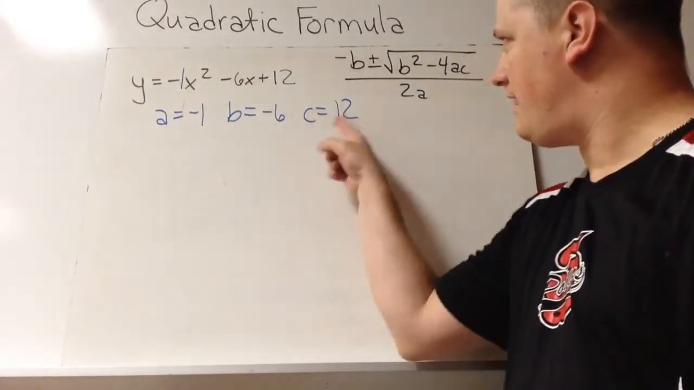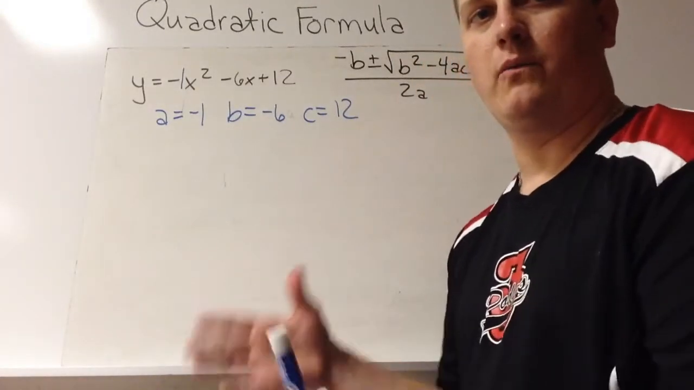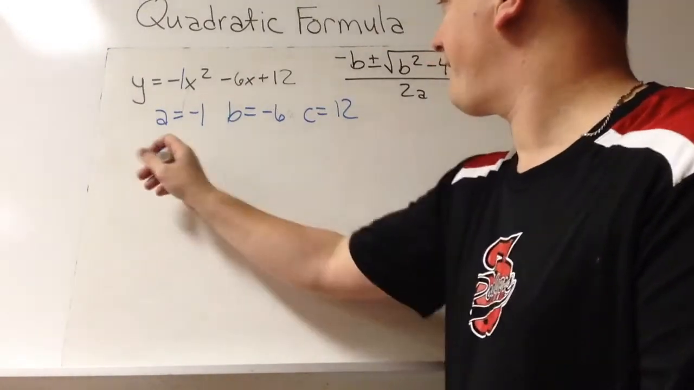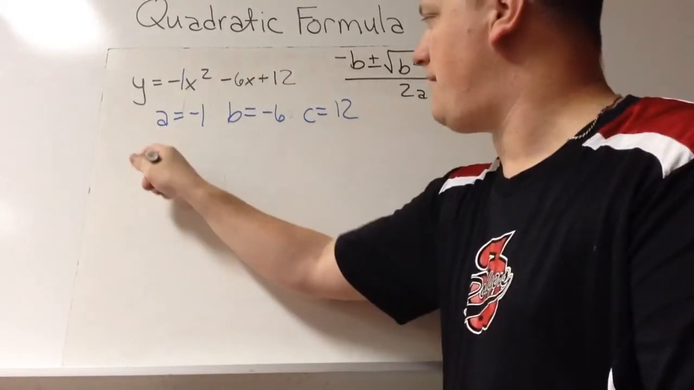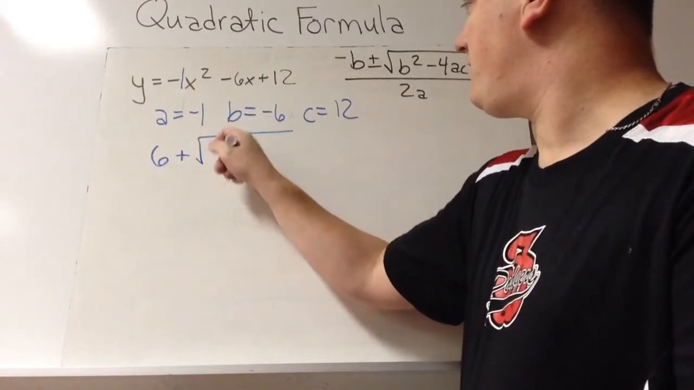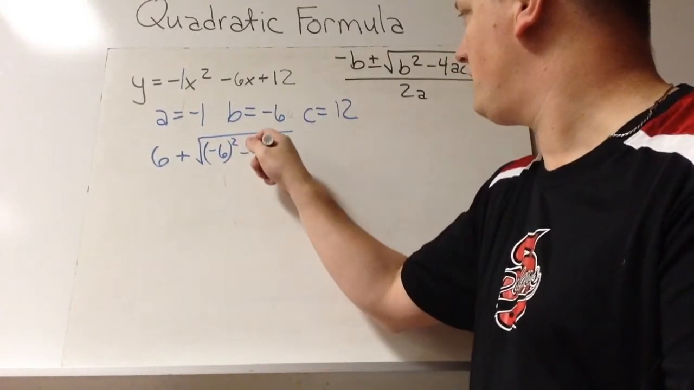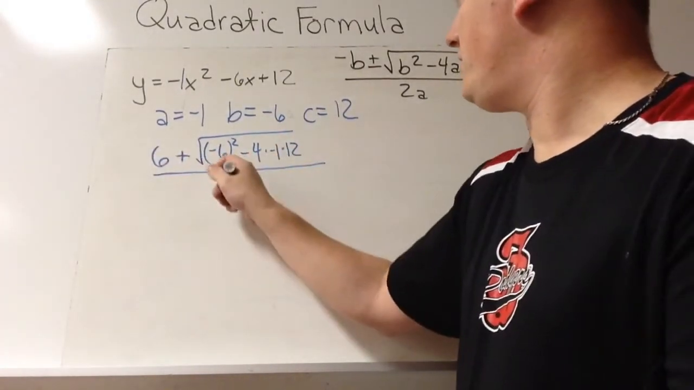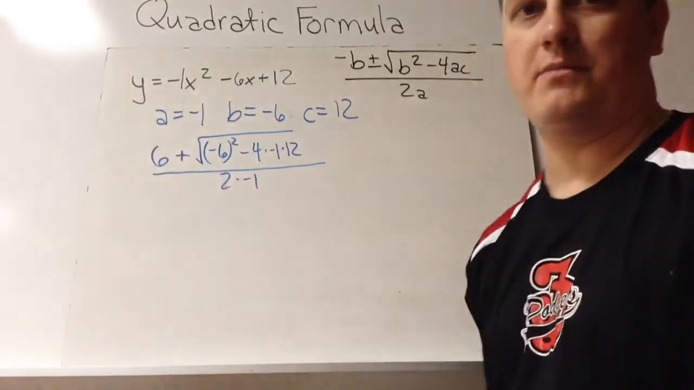Now all we do is we put these letters into our formula. So I'm going to do one in red and one in blue, one for the plus and one for the minus, and we should get upwards of 2 answers. So negative b, so negative 6, negative 6 would be positive 6 plus the square root of negative 6 is squared, because it's negative we need it in parentheses, minus 4 times negative 1 times 12 all over 2 times negative 1. Then I'm going to write the exact same problem, but instead of a plus sign I'm going to use a minus sign.